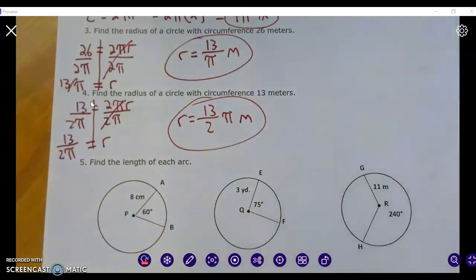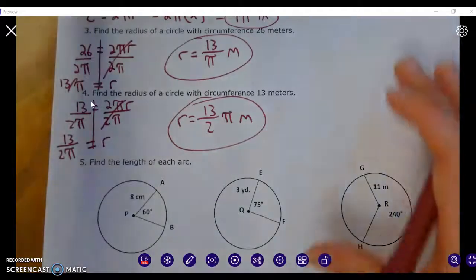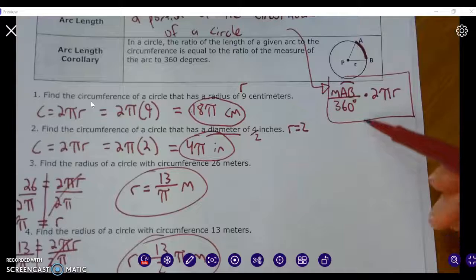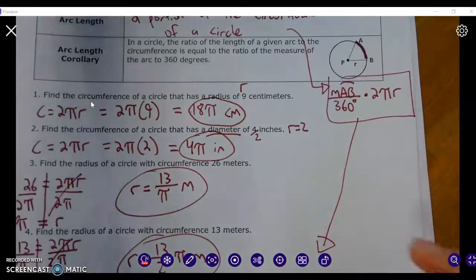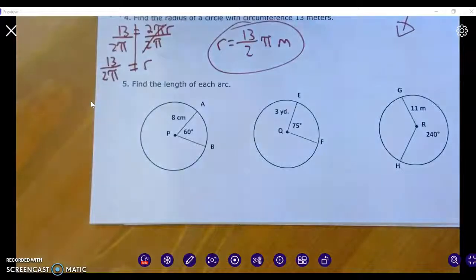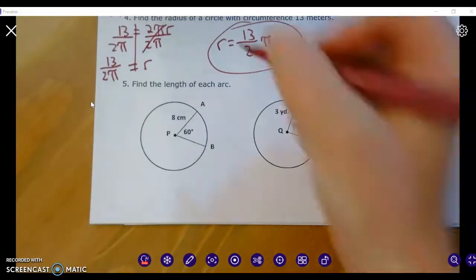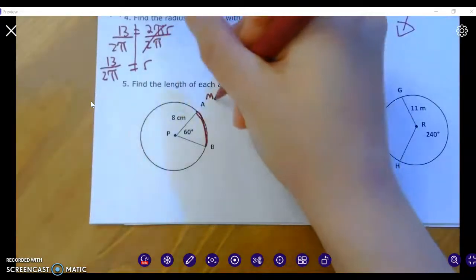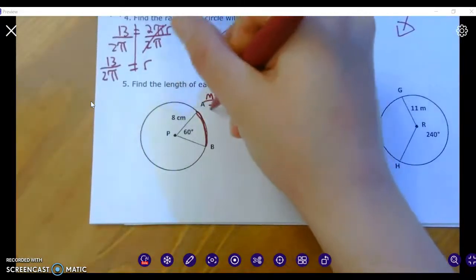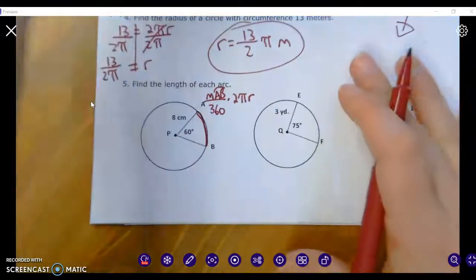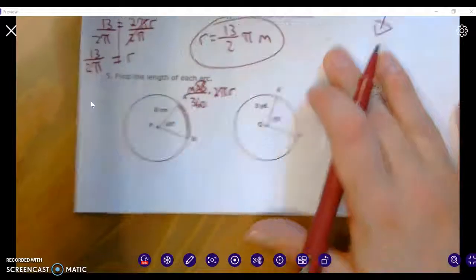Okay, now we're going to practice finding the arc length. So this is where this equation is going to be used. We're going to use it down here. So I'm going to go ahead and copy that formula down. So we've got the measure of arc AB divided by 360 times 2 pi r. All I did was just copy that formula down.